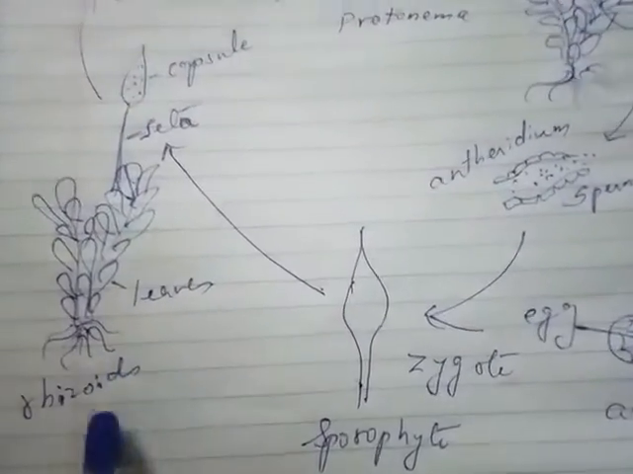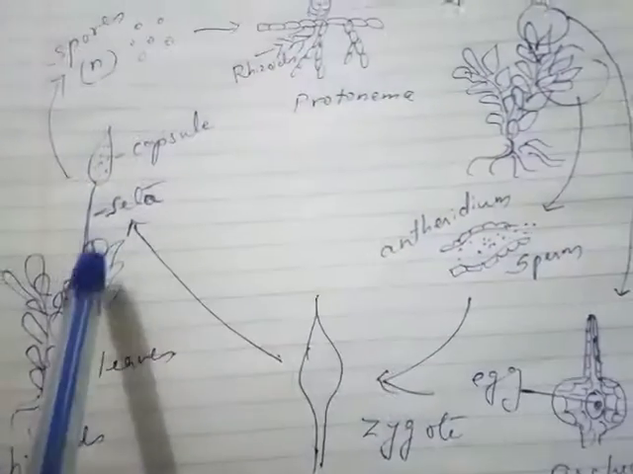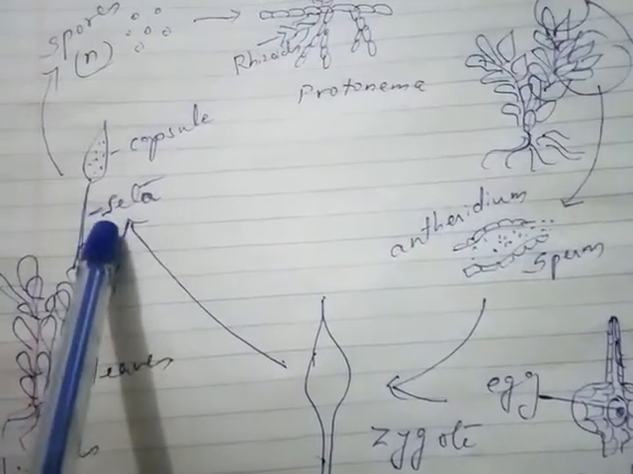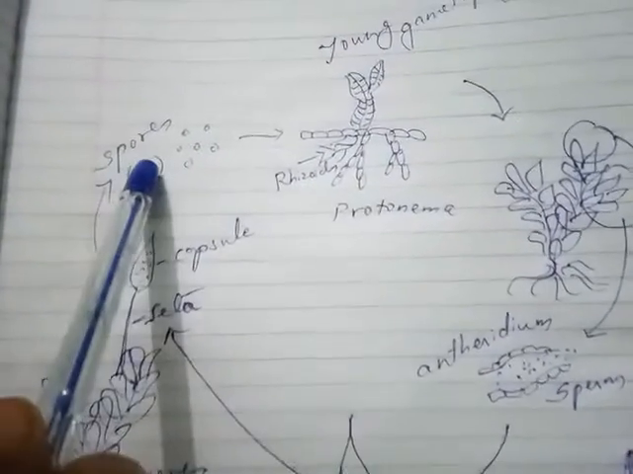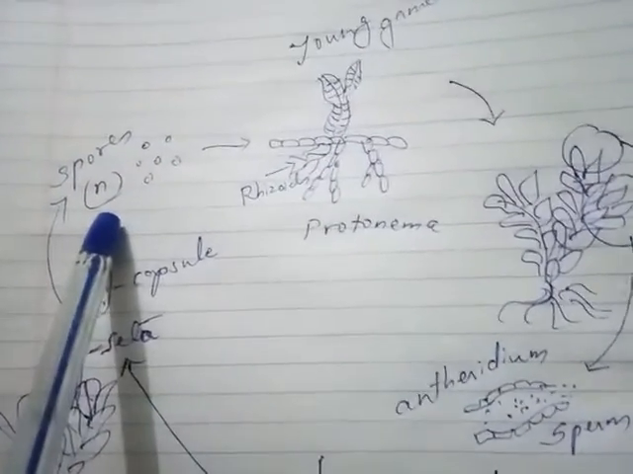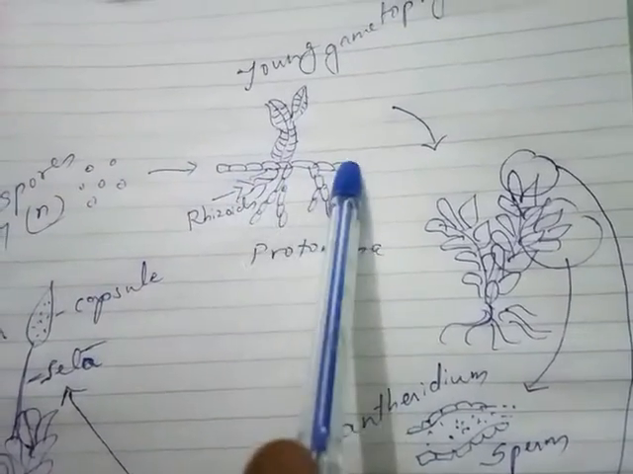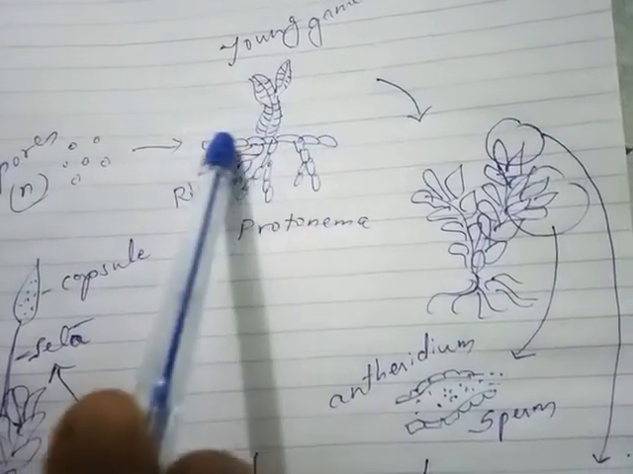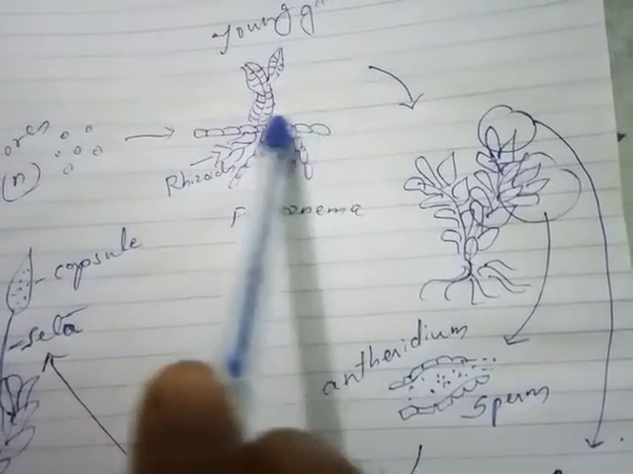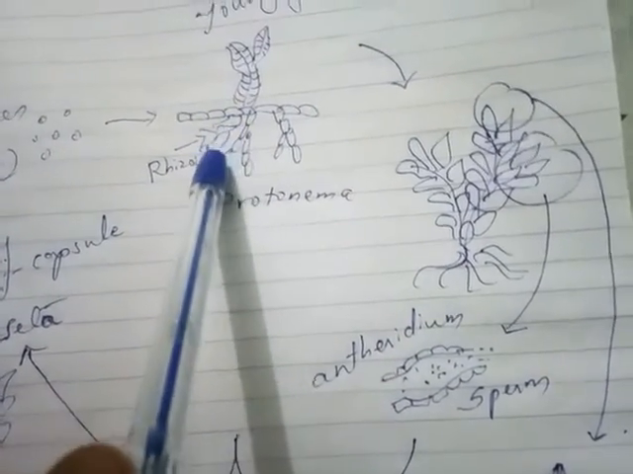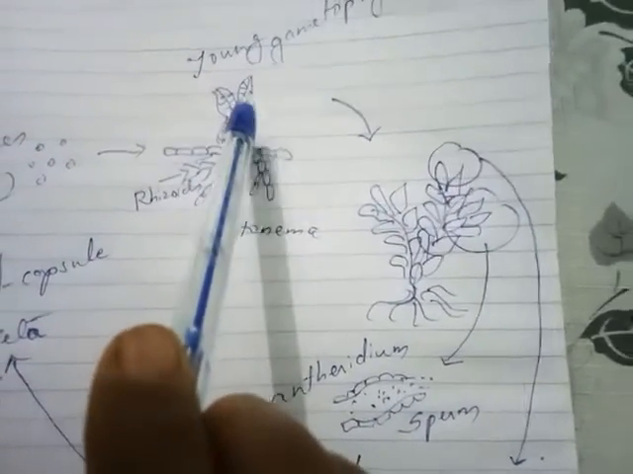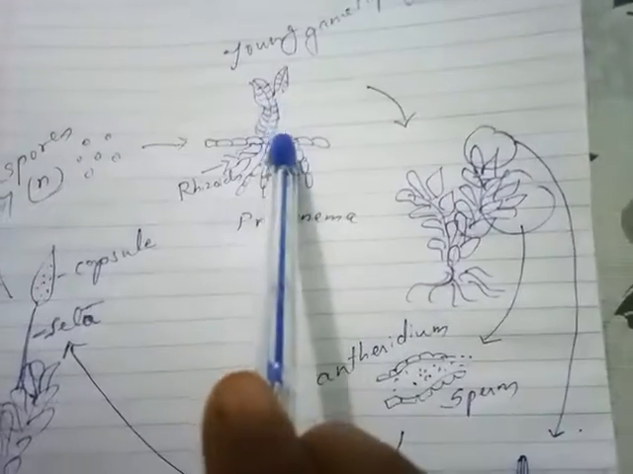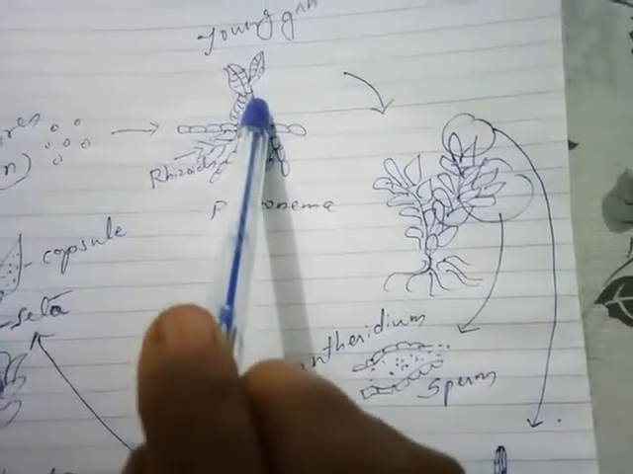This one, having rhizoids and leaves, is the gametophytic stage, and this one having seta and capsule is the sporophytic stage. Now from the capsule the spores will be developed through meiosis, which are haploid. This spore will give rise to the first stage, that is the protonema stage, creeping, green in color, and it has rhizoids. The second stage, this one, is upright and has spirally arranged leaves.